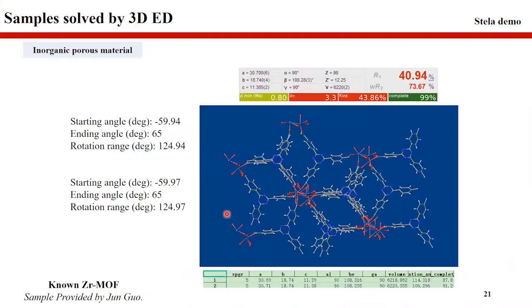Another demo sample is the chrome MOF from Professor Jun Guo. In this case, liquid nitrogen was used to preserve this structure. And we could see two data sets were merged by the additives and the XDS software to produce one HKL. And then we could conduct the structure solution, and both the metal and the ligand could be solved here.